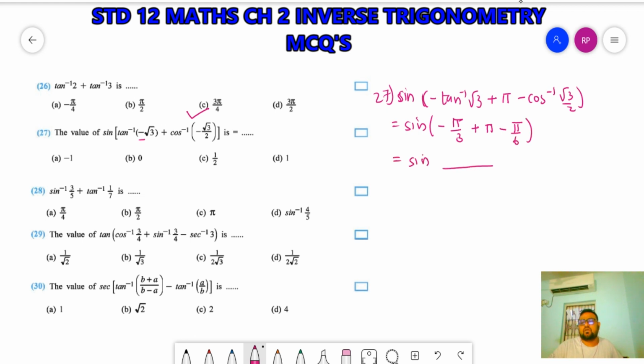LCM 6. So minus 3 to the 6, 2 pi plus 6 pi minus pi. So this is equal to sine of (6 pi minus 2 pi minus pi), that is 3 pi by 6. 3 ones are 3, 3 twos are 6, sine pi by 2. The answer is 1. So option D is the correct one for 27. Okay, now let's see the next, that is 28.